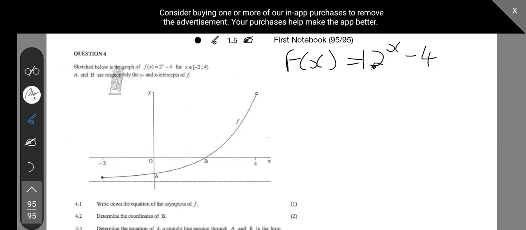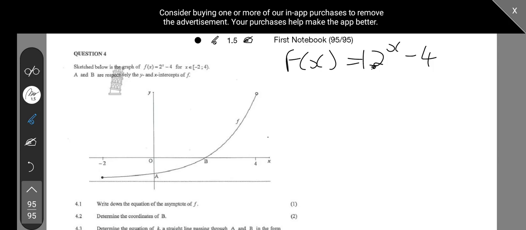And can you see the asymptote? This line here is the asymptote. So the graph is above the asymptote. And because the value of b, which is 2 in this case, is more than 1, the graph is increasing. It's going up as you move from left to right above the asymptote. So make sure you watch the theories before you go to the actual question papers.